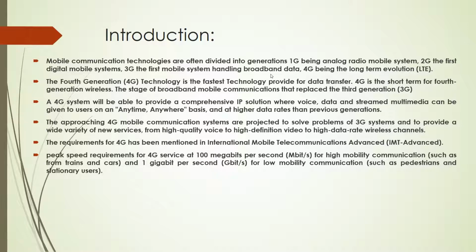And 5G has not come yet, but 1G belongs to the analog radio mobile system, and 2G is the first digital mobile system ever implemented, and 3G is the first mobile communication system handling the broadcasting of data, where you can broadcast data all over the place, and 4G is the Long Term Evolution technology, and this is the technology which is emerging nowadays.